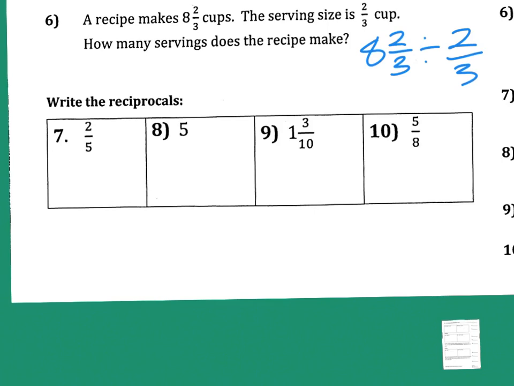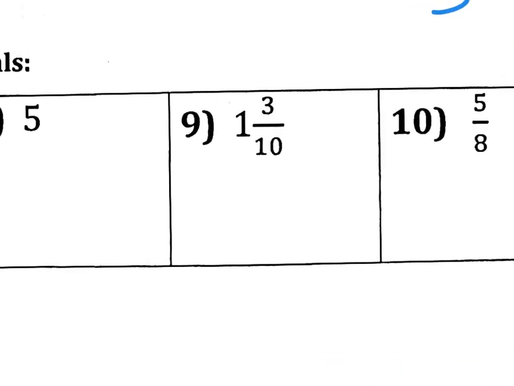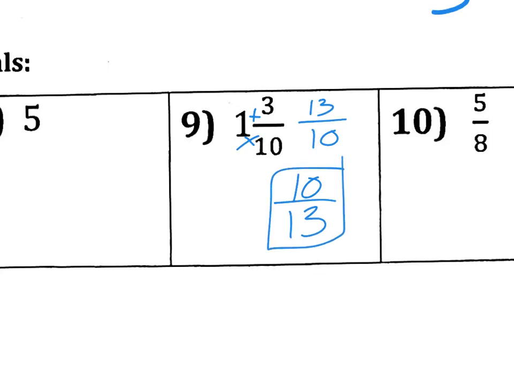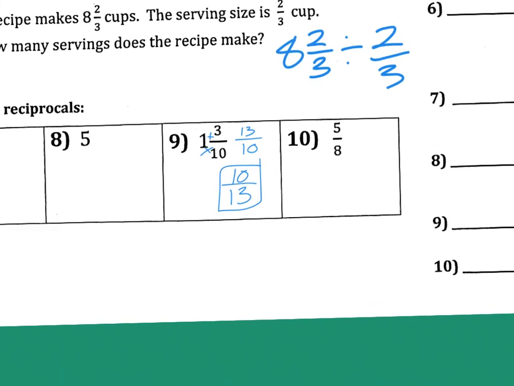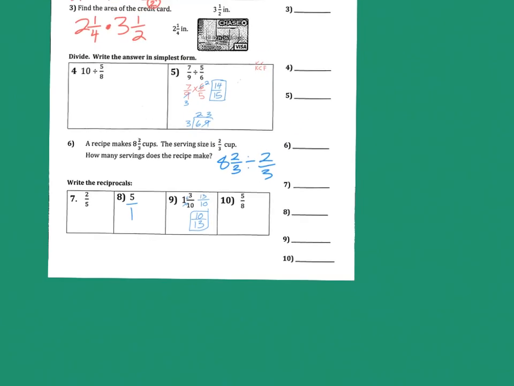number 9. So number 9, I have to change it into an improper fraction. So let's make that bigger. So 10 times 1 is 10, plus 3 is 13. My denominator is 10. Now I flip it. 10/13. There we go. That's how you do it. So just remember, if you have to do something to that, this might help you on this one. Put it over 1, but you have to flip it. Reciprocate means flip. All right, so that should help you out on that first page.